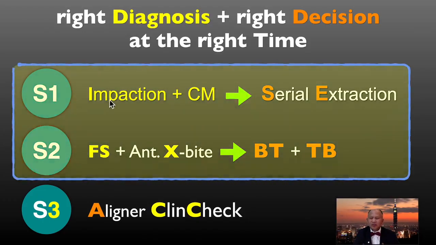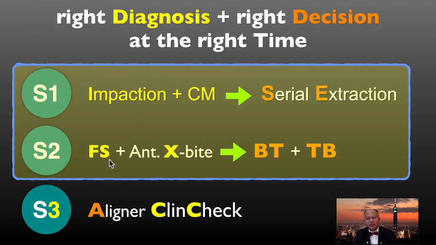First, 2 stages. The first stage, number 1, we know the impaction and congenital missing, so we decide to have a serial extraction. For the serial extraction, we pick the right time, the right decision and right time. And we know if we create enough space, which is extraction space, the impacted cuspid might erupt in the right position. And after that, we get into stage 2.